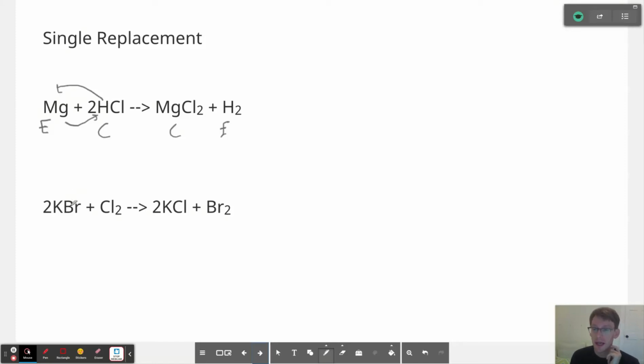Similarly, we can have KBr, which is our compound, and our element Cl2 forming KCl, a new compound, and Br2, a new element. Notice it is the non-metal bromide that is being replaced by the non-metal chlorine. And the potassium just changes what its partner is. It started with the bromide and ends up with the chloride. So that's single replacement. Look for element and compound on each side, and you should think, oh, this is going to be a single replacement reaction.